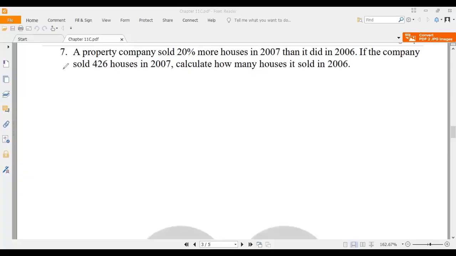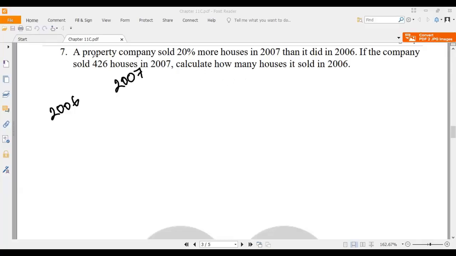Now question number 7. Question number 7 says a property company sold 20% more houses in 2007 than it did in 2006. If the company sold 426 houses in 2007, calculate how many houses it sold in 2006. This is a very simple one. Here, 2 years have been given, 2006 and 2007.